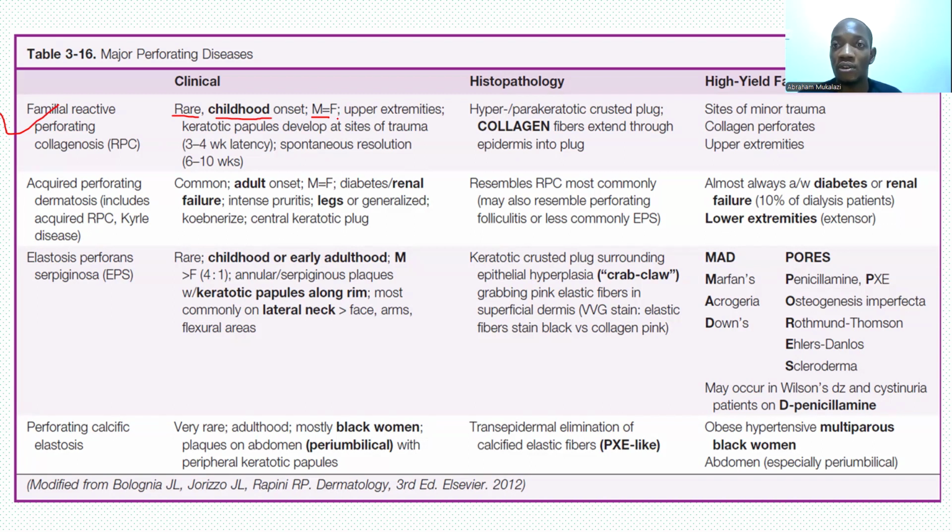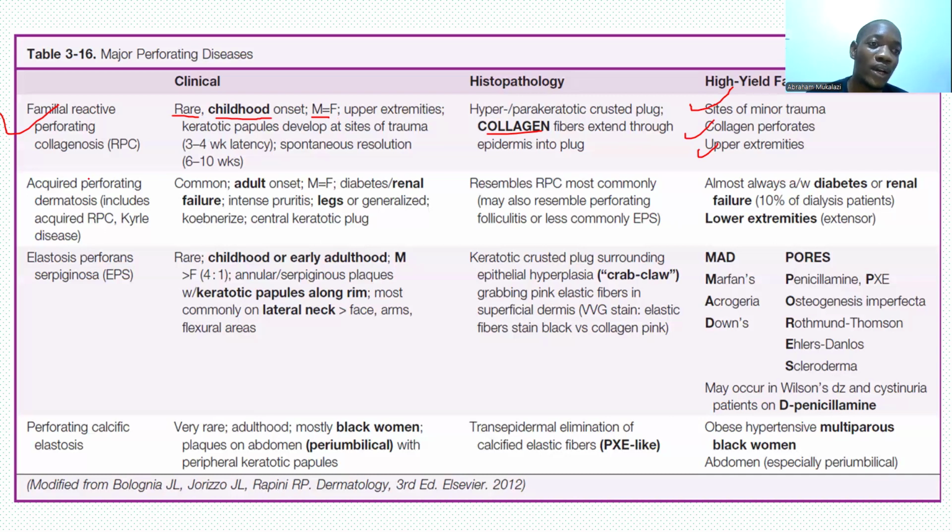We call that Koebnerization, and most of the time they can resolve spontaneously in about 6 to 10 weeks. In the histology, we see that collagen is the major fiber that is being eliminated, and you'll find that sites of minor trauma are affected, and collagen perforates. What you have to understand is that it is on the upper extremities commonly.